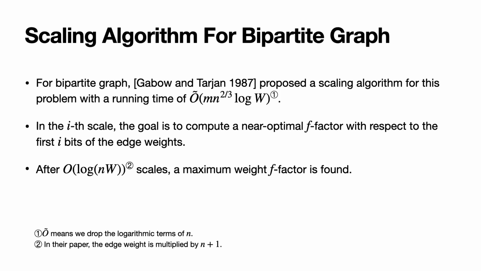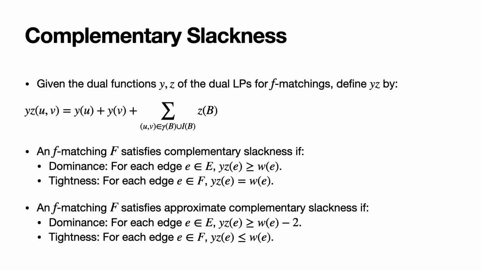For bipartite graphs, Gabow and Tarjan proposed a scaling algorithm for the maximal weight factor problem with a running time of Õ(mn^(2/3) log W). In the i-th scale, the goal is to compute a near-optimal f-factor with respect to the first i bits of the edge weights. After O(log nW) scales, a maximal weight f-factor is found. Define y and z as the dual functions of the dual LP for f-matching. An f-matching satisfies complementary slackness or approximate complementary slackness if it satisfies the dominance and the tightness requirements. It's called approximate since the dominance and tightness requirements are relaxed.